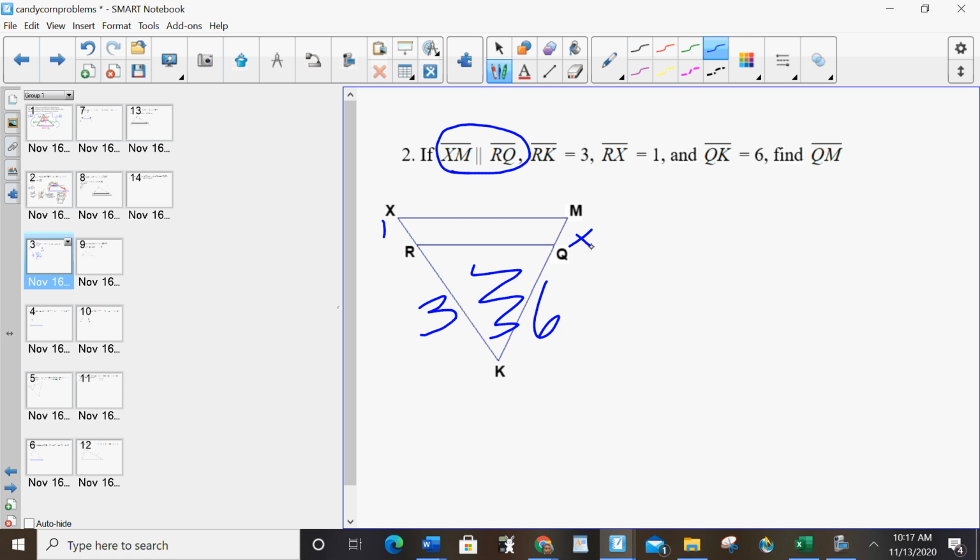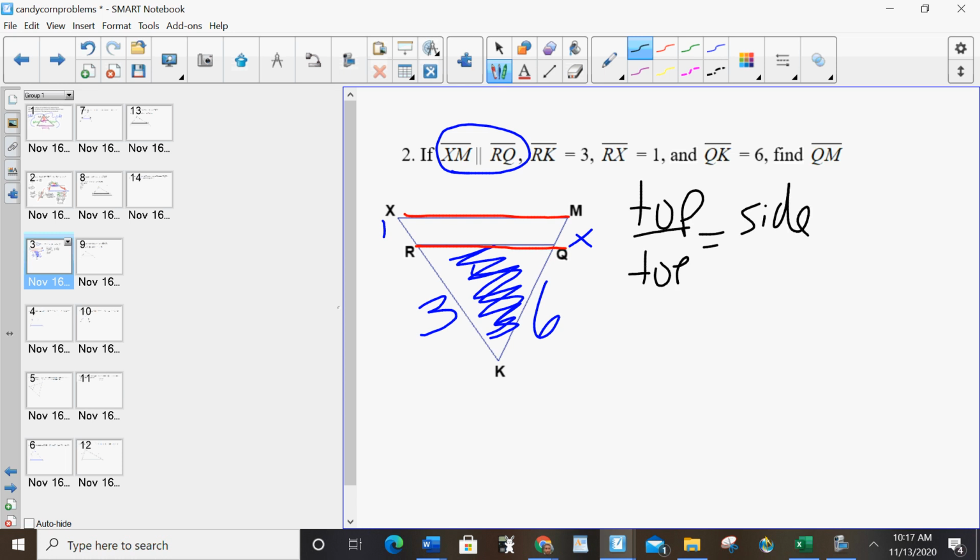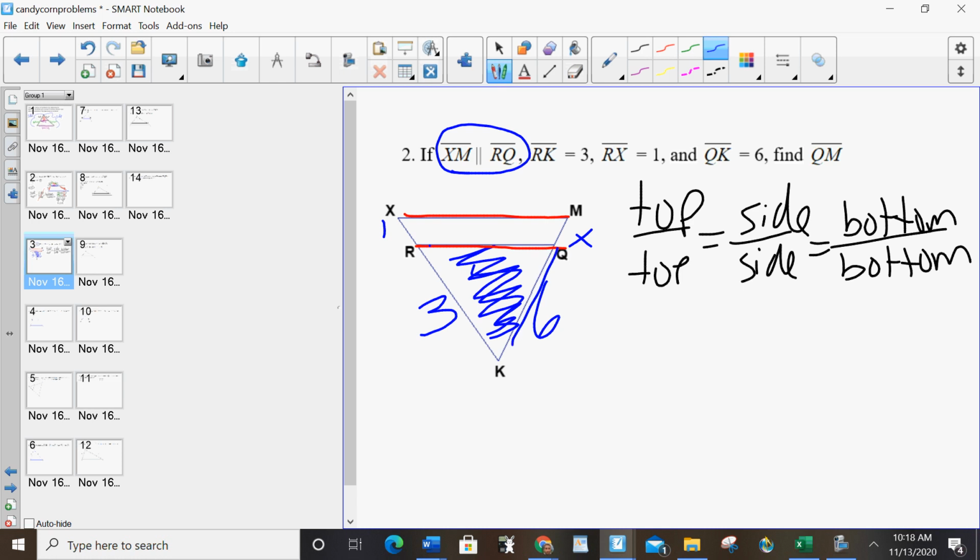So this candy corn's upside down. That doesn't really change anything. Are the bases involved? No. So we put the top over top, side over side, and the bottom over bottom. In this case, just like number 1, I have the tops and I have the bottoms. I want you to try and create a proportion and solve it from here. I'm going to wait for you for about 30 seconds, create a proportion, and then cross multiply and solve.